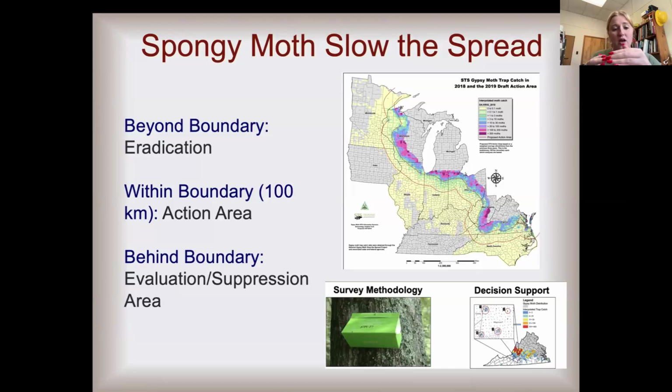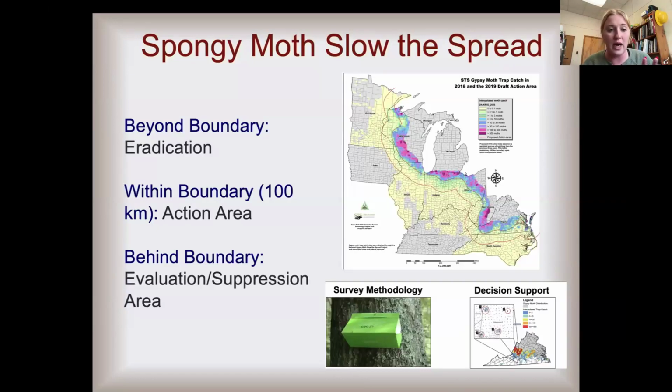Then within the boundary, we're looking at action. This is where we're monitoring and applying different management tactics. And then beyond the boundary is the area it hasn't arrived in yet. That's where we're hopeful to eradicate. If they are passing that boundary, we want to get rid of them so that they're not establishing.